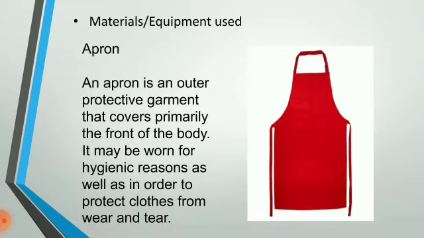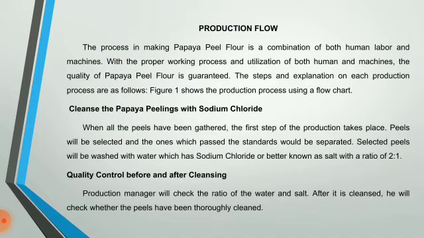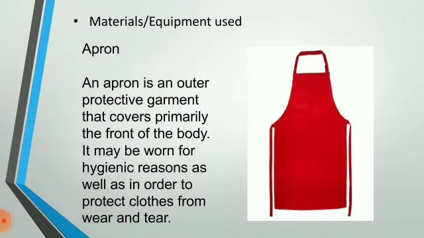So once you're done with the production flow, then you can proceed to creating the materials or equipment used. So provide a brief description on the material. Like for example, you use an apron in the production of your product. Then of course you include apron and a brief description. An apron is an outer protective garment that covers primarily the front of the body. It may be worn for hygienic reasons as well as in order to protect clothes from wear and tear.